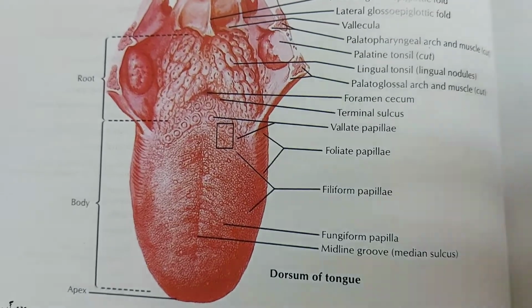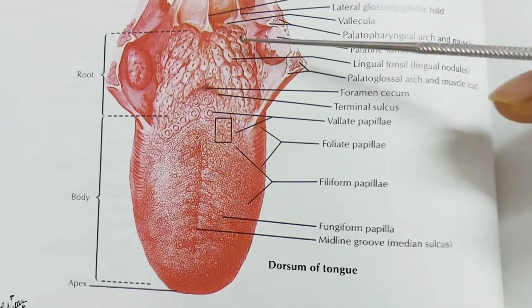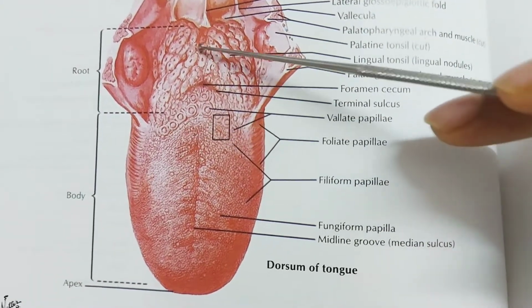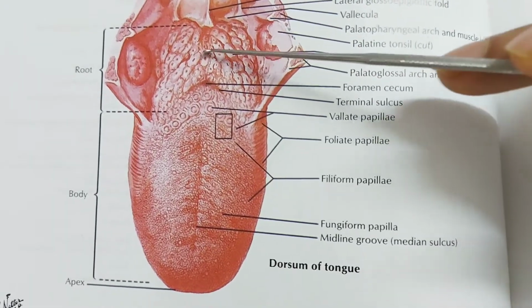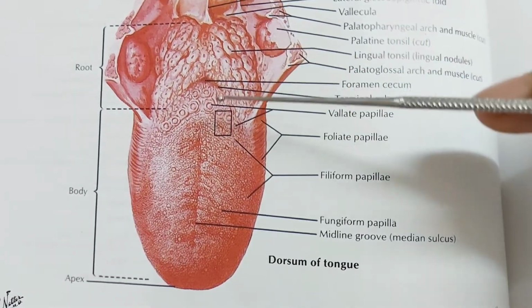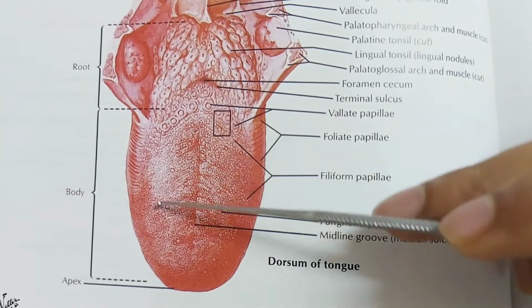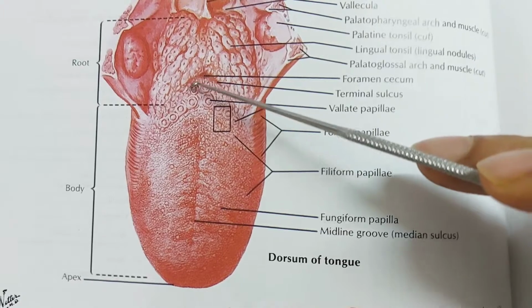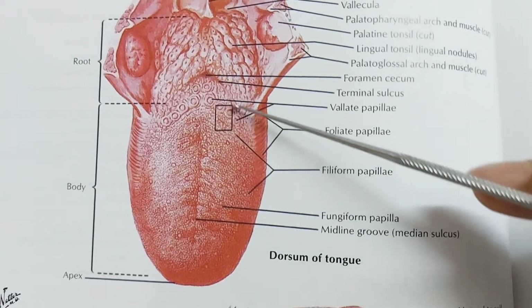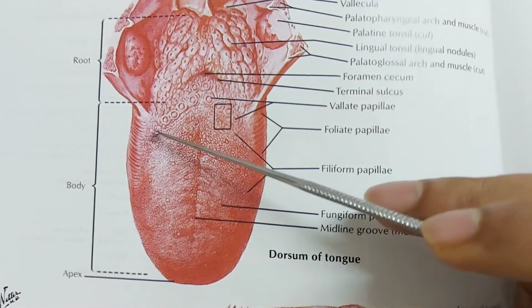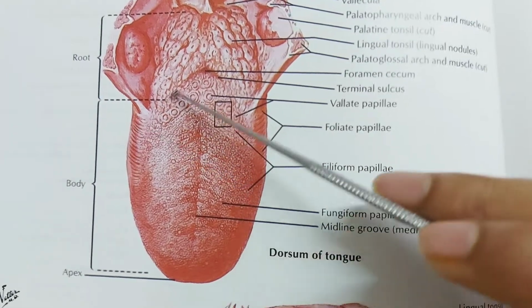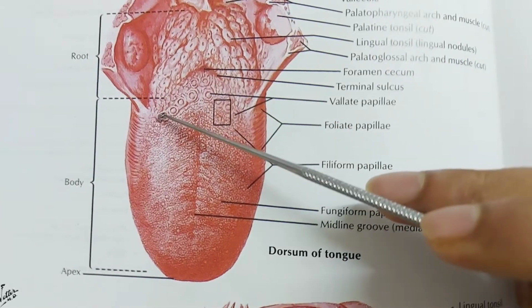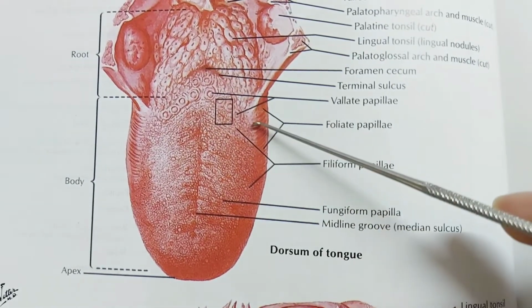This is the posterior most part of the tongue, this part, and this is the pharyngeal part of the tongue. The rough area is the pharyngeal part, and in front of this is the oral tongue. Here you can see there is a sulcus. This is a V-shaped sulcus, and it is the terminal part of the oral tongue. So this is known as the sulcus terminalis.